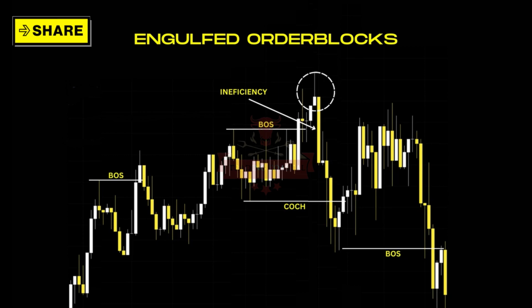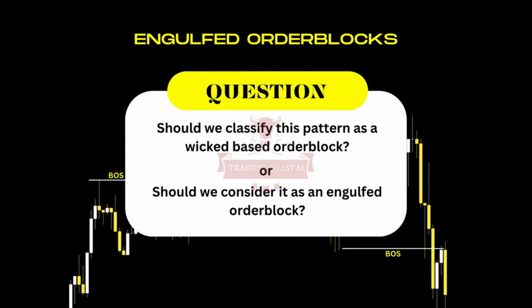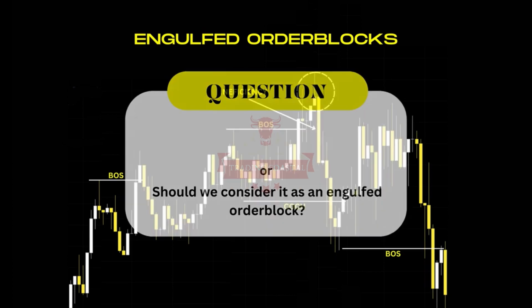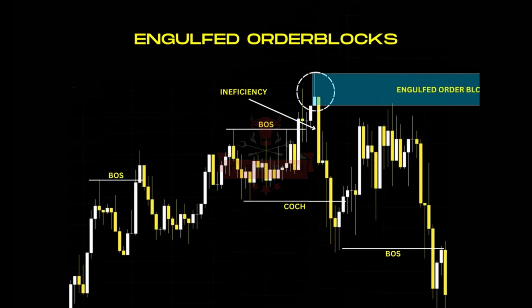Upon closer inspection, it becomes apparent that the wick of this bullish candle is greater than half the size of the entire candle. This raises the question: should we classify this pattern as a wick-based order block, focusing solely on the wick as our area of interest, or should we consider it an engulfed order block highlighting the entire candle? In this specific case, it is recommended to treat it as an engulfed order block. Consider the entire candle as the area of interest.